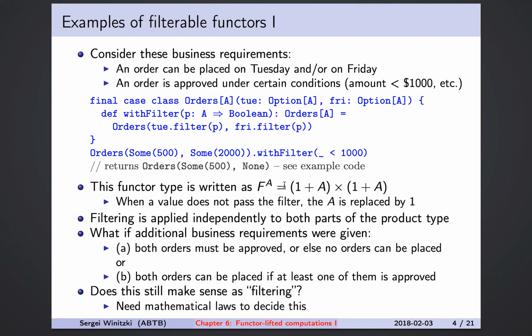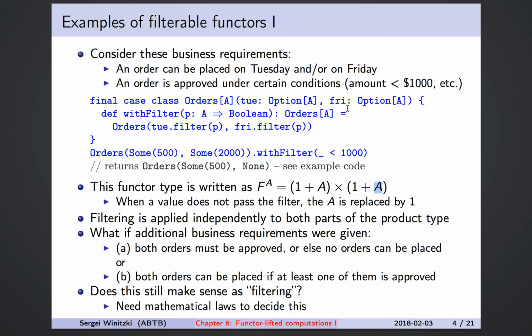Now, in the short notation, this functor's type is written like this. It's just a product of two Option values, and Option is 1 plus a. So it's (1 plus a) times (1 plus a). As in the other examples, we see that the a is replaced by 1, or by the non-named unit, when the value here does not pass the filter. In this case, filtering is applied independently to both parts of the product.